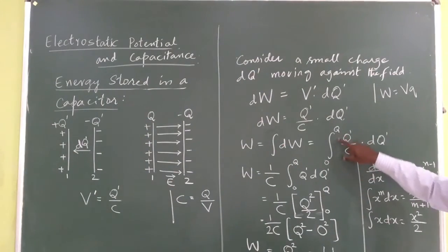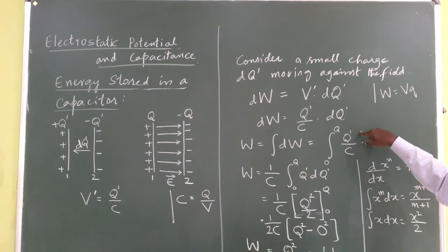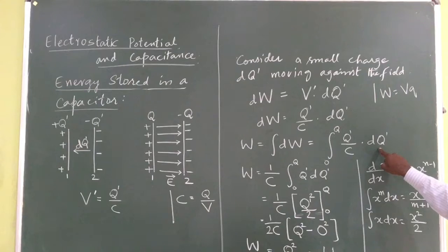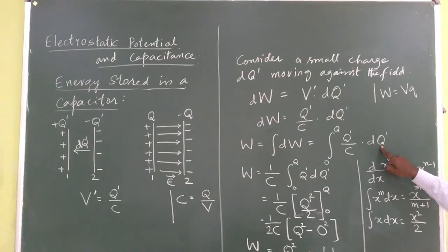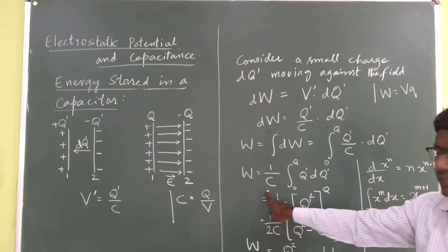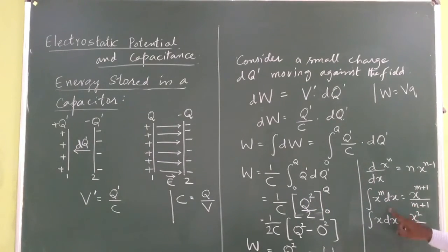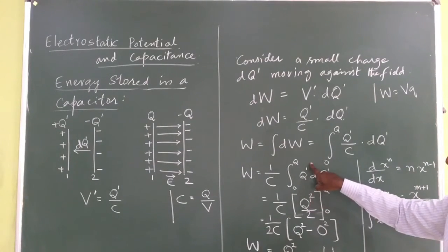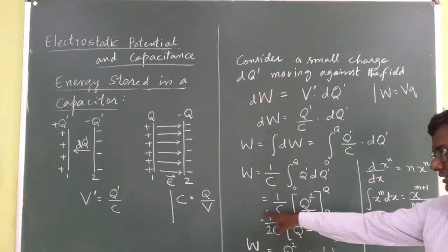So we are going to have the integration between the limits 0 to Q, and the equation remains Q dash by C into dQ dash. This C is a constant with respect to dQ, so it is going to move out of the integration. It will be 1 by C outside the integration. Integration again between the limits Q into dQ dash. And according to this logic, integration of x into dx is going to give us x square by 2. Same integration applies to this Q dash. It is going to get Q dash square divided by 2. 2 is constant, it comes out.